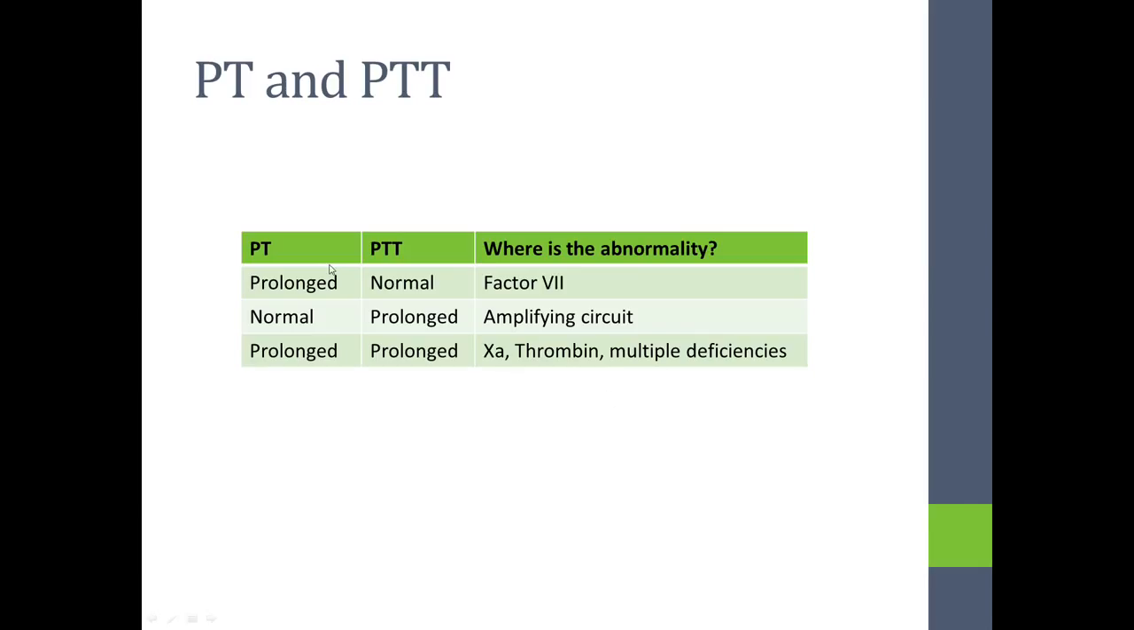So when this is abnormal, factor 7 deficiency of some kind. When this is abnormal, amplifying circuit, factor 8 or factor 9 typically. When both of them are abnormal, final common pathway, and multiple factor deficiencies.